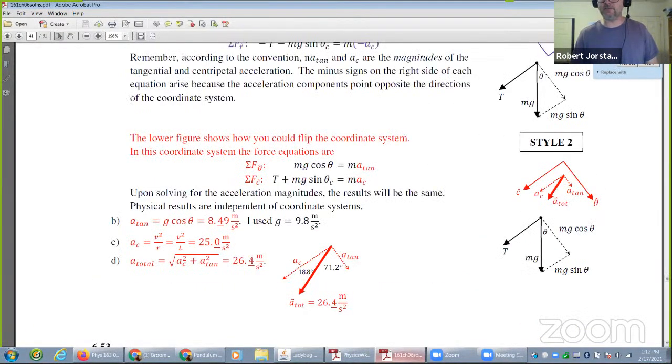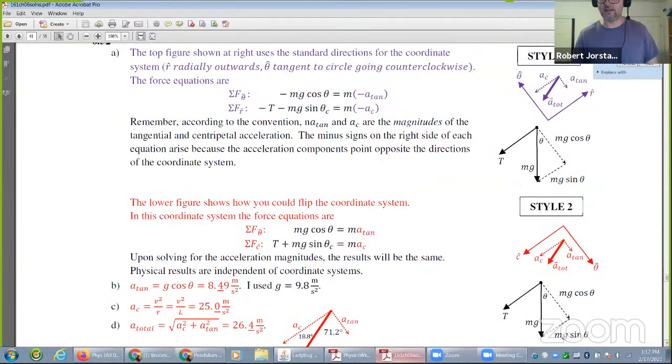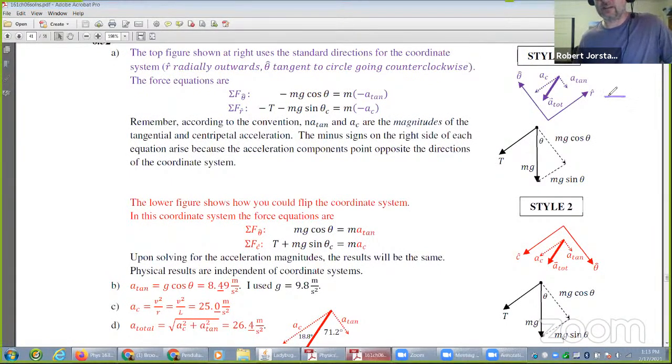So here are the two styles on the right side of your screen that seem reasonable. One person might do the top style and use these coordinate systems, radially outwards and theta hat. If you're a mathematician, you would probably choose this. If you're going to code things in Python, you would probably choose this. However, in a great many problems, this is a very good alternative. These two choices should give the same answers for things like tension.